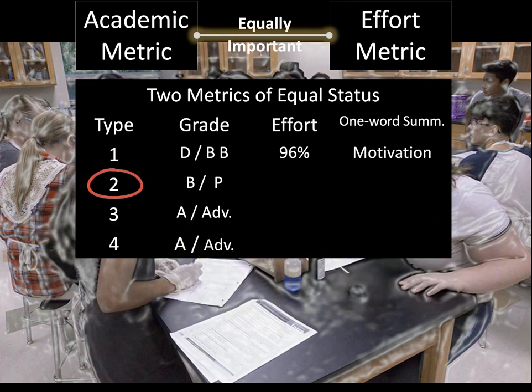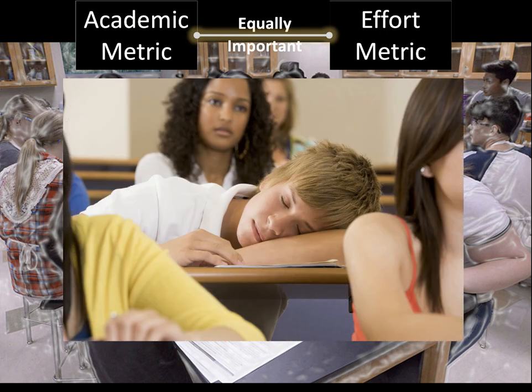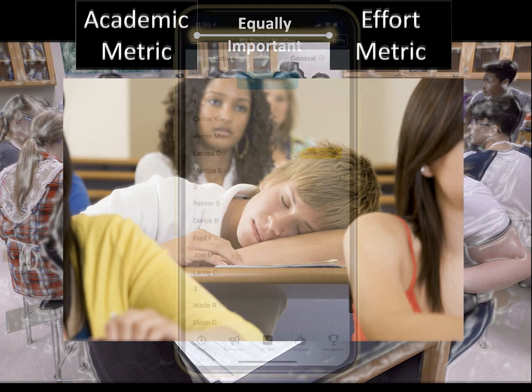Students in the Type 2 group earn any grade except an A, below advanced in standards-based grading. The summary word for these students is potential. How does their effort level compare to their achievement level? An effort metric along with the academic metric tells us that these types of students are underperforming. E for effort keeps families and students informed.